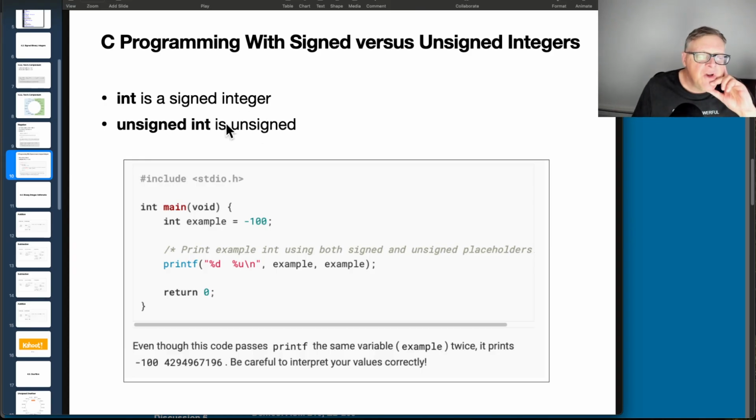In C programming, int is a signed integer and unsigned int is unsigned, and this is how they're actually stored. Here you can put out a number that's -100, and you can print it either as a signed integer or an unsigned integer, and you'll get two different answers. You'll get -100 if it's a signed integer, because it's defined as a signed integer with a negative, but if you interpret the same pattern of bits as an unsigned integer, it's this huge number, approximately 2 to the 32 minus a little bit.